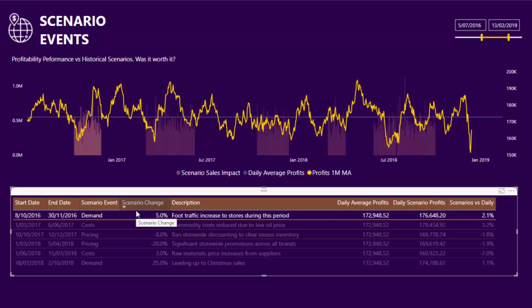So it kind of makes sense, right? Demand went up, nothing else in theory changed. And so we had an increase of 2.1% on average of our profits over that particular time period. So it was a positive impact.